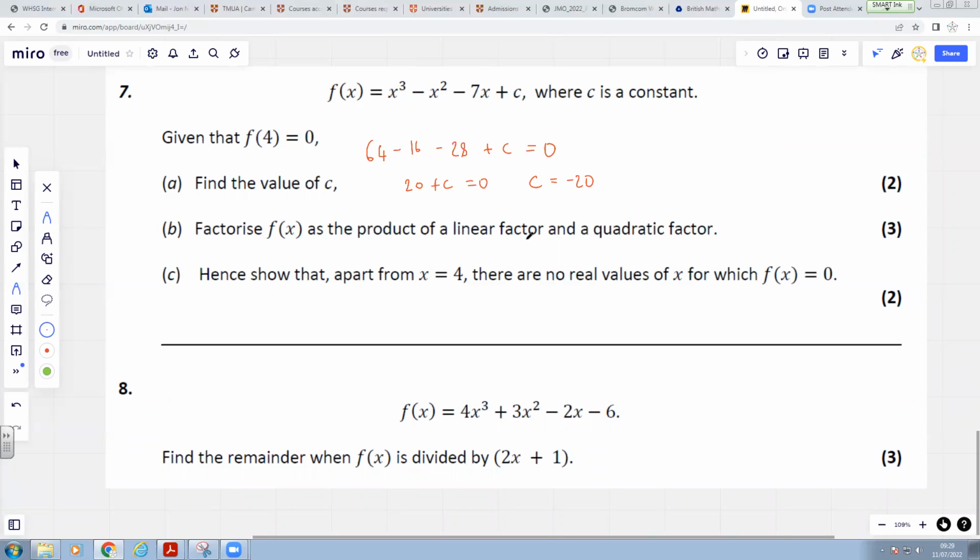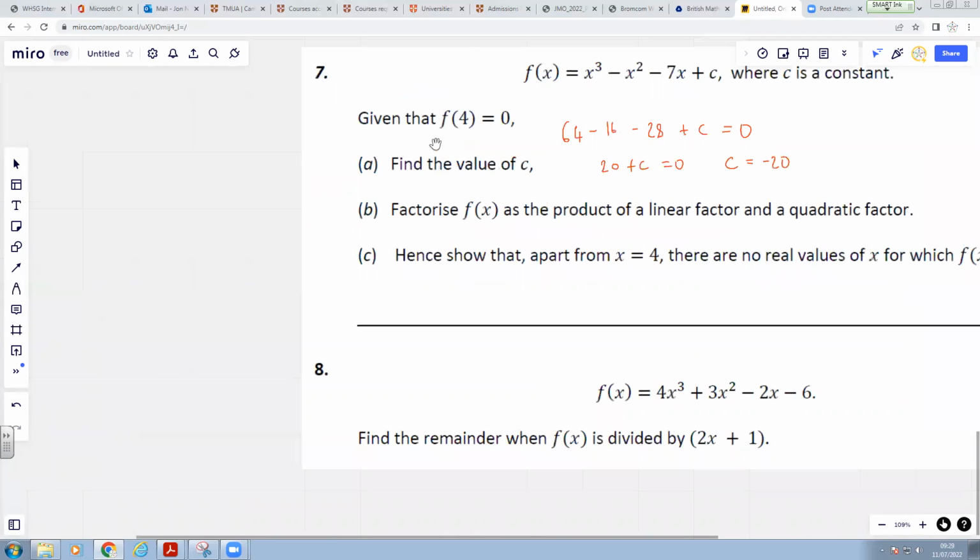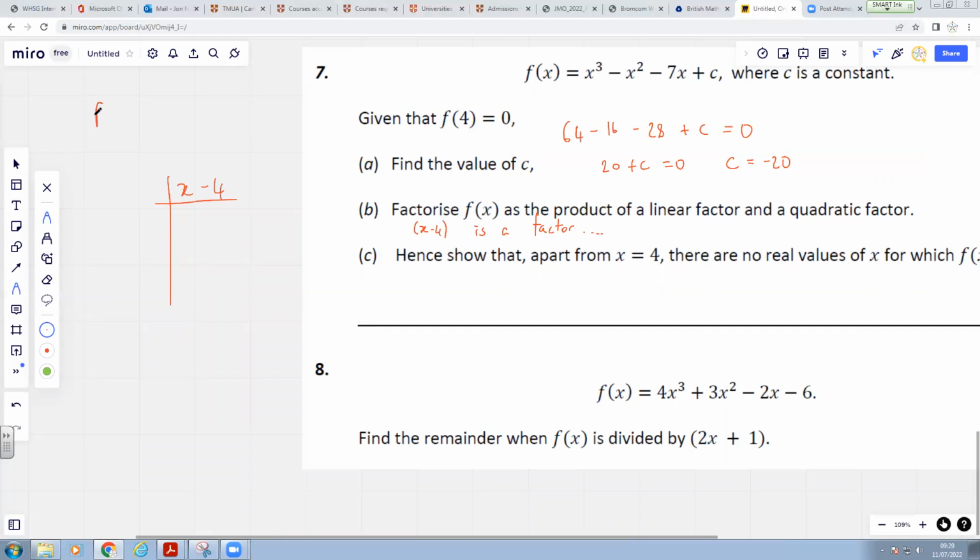Okay, right. Factorize f of x as a product of a linear factor and a quadratic factor. Well, we already know that x minus 4 is a factor. So I'm going to do my little grid method division. Here goes. I've got x minus 4, and I need to find something which times it gives all of this. Let me write down f of x over here so it's nice and clear. x cubed minus x squared minus 7x, and then minus 20 that I've taken away there.